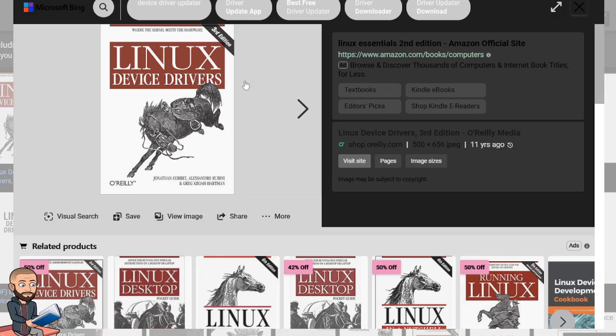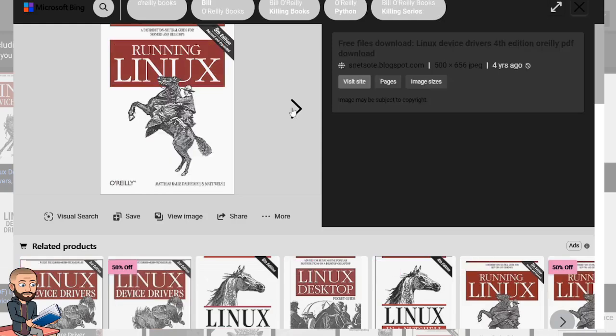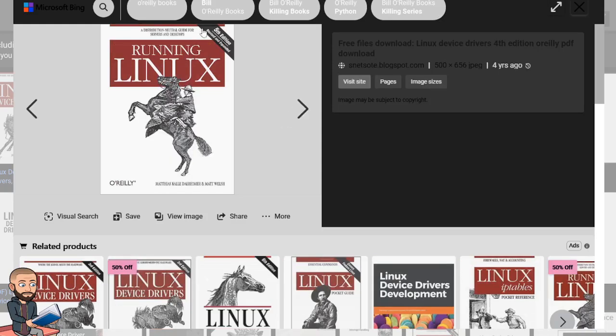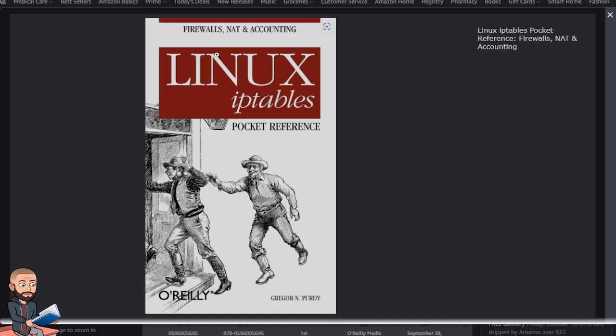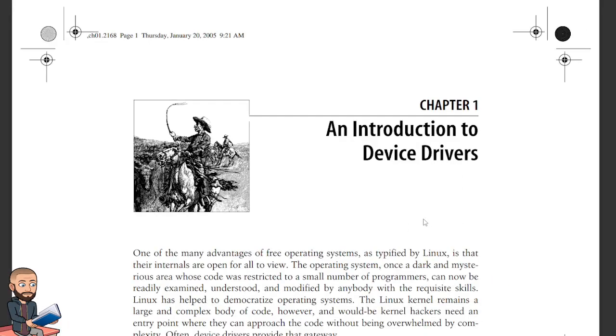And notice that on this O'Reilly book, they have a horse without a man. In the Running Linux 5th edition, well, I'm sure it's the same for all the editions. Oh, and I like this one, especially if there's any Western fans out there like me. Firewalls, NAT, and Accounting, Linux IP Tables, Pocket Reference, Gregor Purdy. Come on, that's even a Western name. So let's get to reading, and it's got to be the blinding white light in the background. Sorry. This was written in 2005.